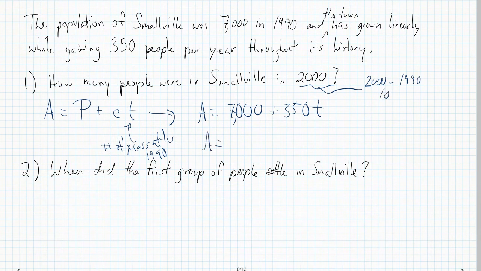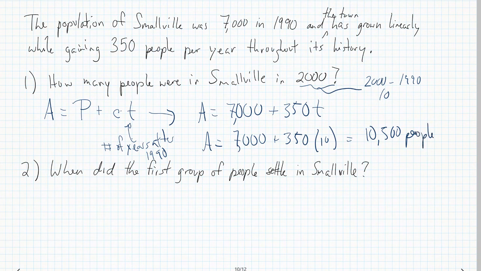So for our answer for this problem, you get 7,000 plus 350 times 10. Notice that makes 3,500. So this whole thing should become 10,500. I don't know why I put that dollar sign. I'm used to money problems. So 10,500 people would be our answer. So, but this is our model, and I'll highlight this with the stars. And so that goes into our next question.